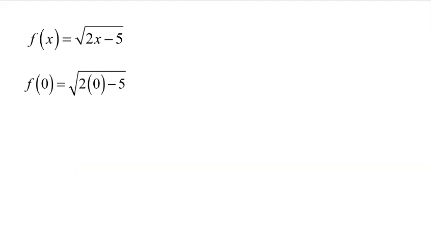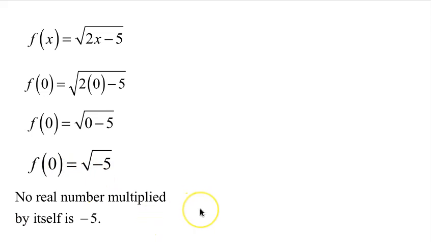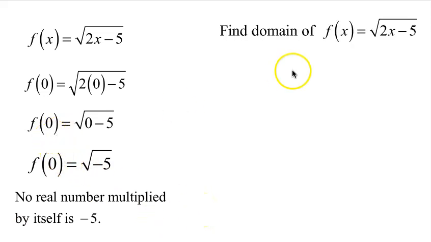What about f of 0? f of 0 would be the square root of 2 times 0 minus 5. The order of operations says you must do what's under the radical first. 0 minus 5 is negative 5, square root of negative 5. I'm looking for a number multiplied by itself that equals negative 5. It can't be a positive number because a positive times a positive is positive. It can't be a negative number because a negative times a negative is positive. So there is no real number multiplied by itself that will yield negative 5. So 0 is not in the domain. 0 is not allowed.